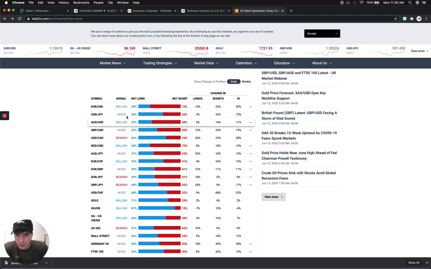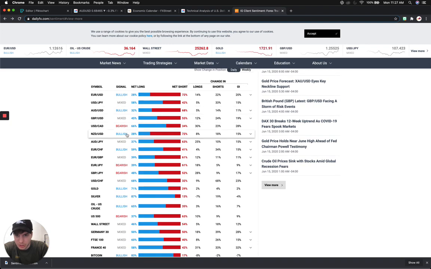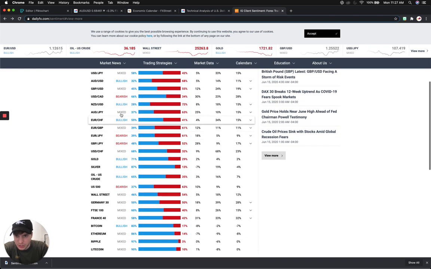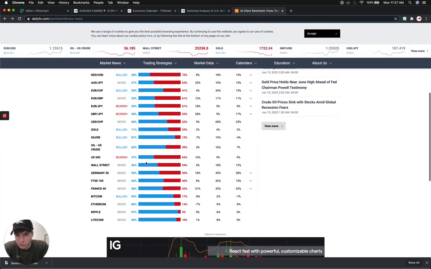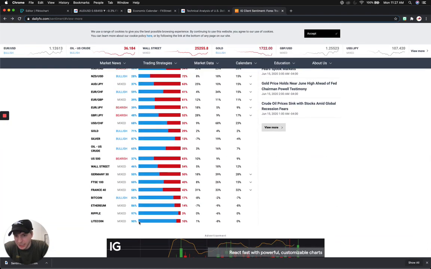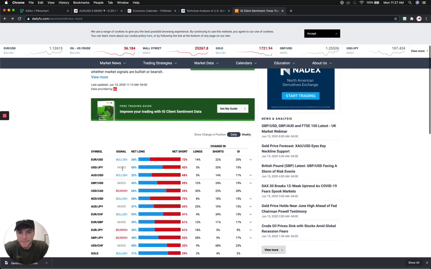So it's mixed here. This is bullish. This is a net short, net long. So this is bullish, this is bearish, and so on. So it's a pretty cool tool. Interesting to see. Like Litecoin, 90% of people. It even shows some cryptos here, which is cool. Bitcoin, 83% of people are bullish. Ethereum, 86%, and so on and so on. So that's one way you can do it.